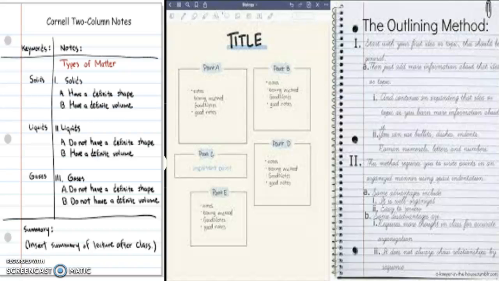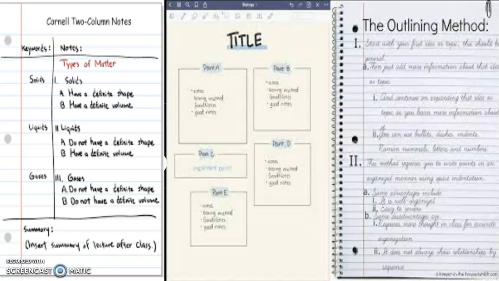Right here on the left, you can see that it says keywords, solids, liquids, and gases. This is obviously for a science class, but you could use it for anything. So keywords, when a teacher is talking about a topic in class, is just the things that you know are very important that you need to know, such as definitions or anything like that. So you put that in the keywords, and then the notes section on the right, you would put in all the different things you need to know about those specific keywords.